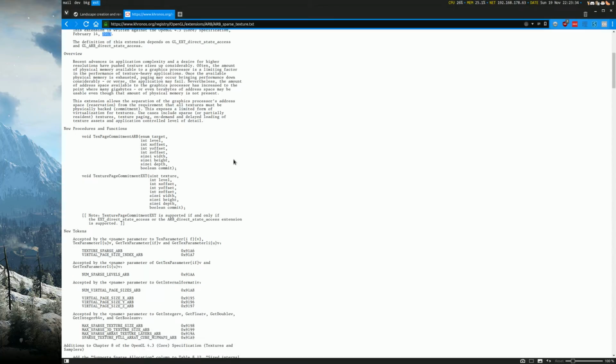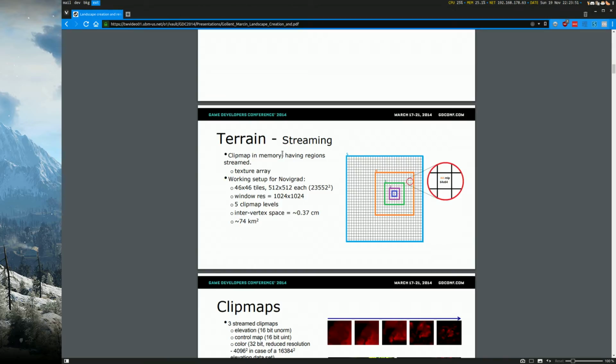High resolution. Okay. That's cool and all, but I mean, I don't know. How long does it take to do this? Like, if you have that many tiles?